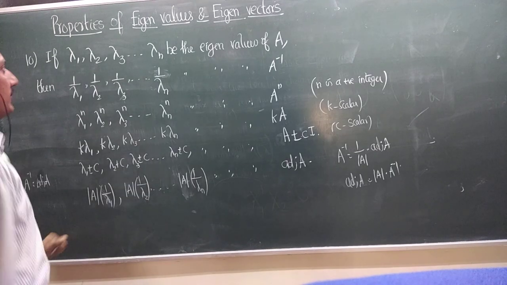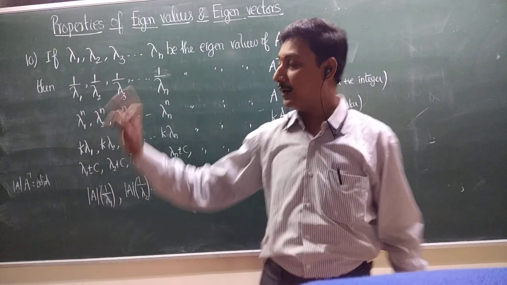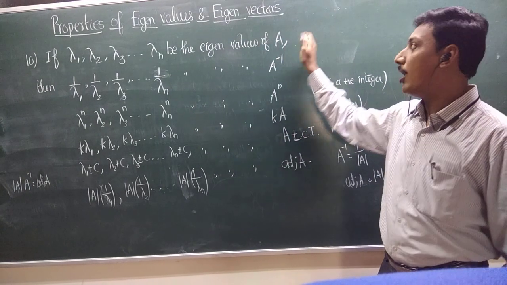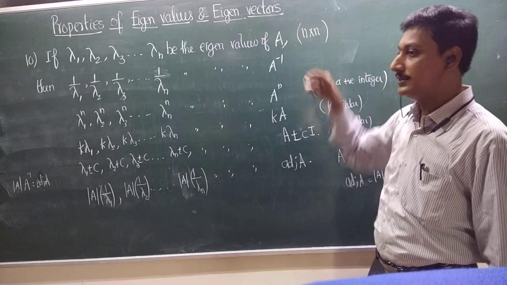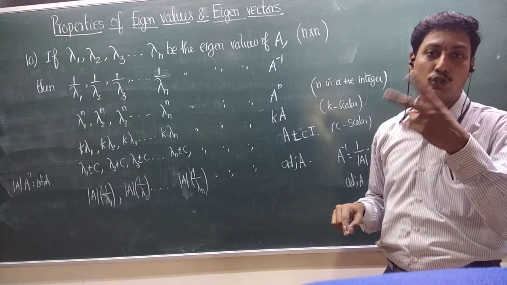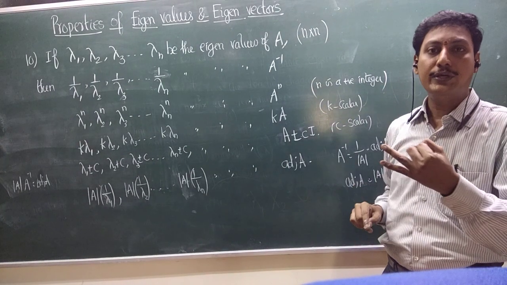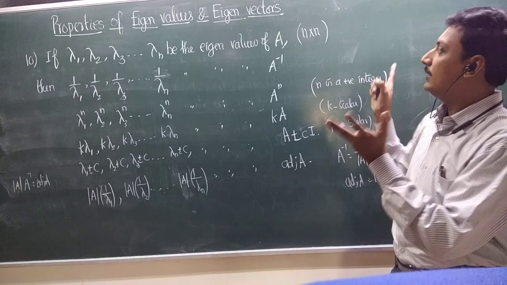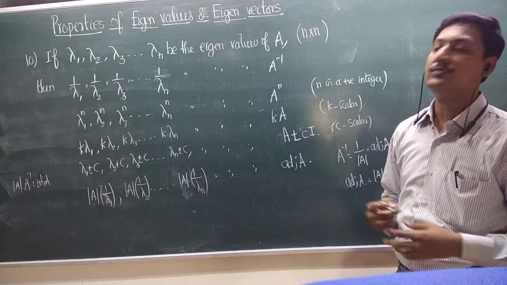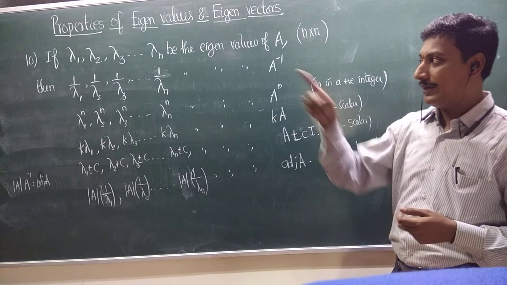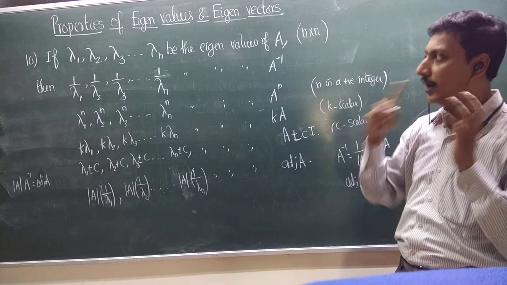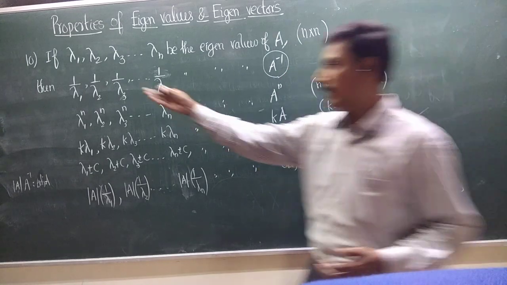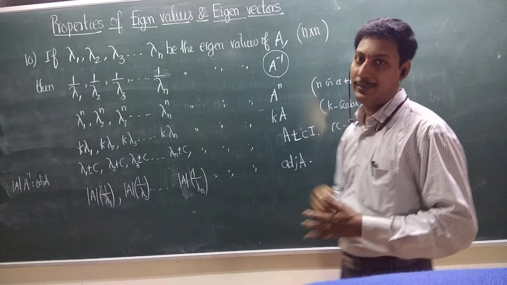The 10th property is: if lambda 1, lambda 2, lambda 3, etc., lambda n are the eigenvalues of a square matrix A of order n cross n, n rows and n columns. Suppose when we have 2 rows, 2 columns, we get 2 eigenvalues lambda 1, lambda 2. Suppose when we have 3 rows, 3 columns, then we get 3 eigenvalues lambda 1, lambda 2, lambda 3. So in general, if it is an n cross n matrix, we get n eigenvalues, namely lambda 1, lambda 2, lambda 3, etc., lambda n. Now, what are the eigenvalues of A inverse? It's nothing but the inverse of the eigenvalues: 1 by lambda 1, 1 by lambda 2, 1 by lambda 3, etc., 1 by lambda n.